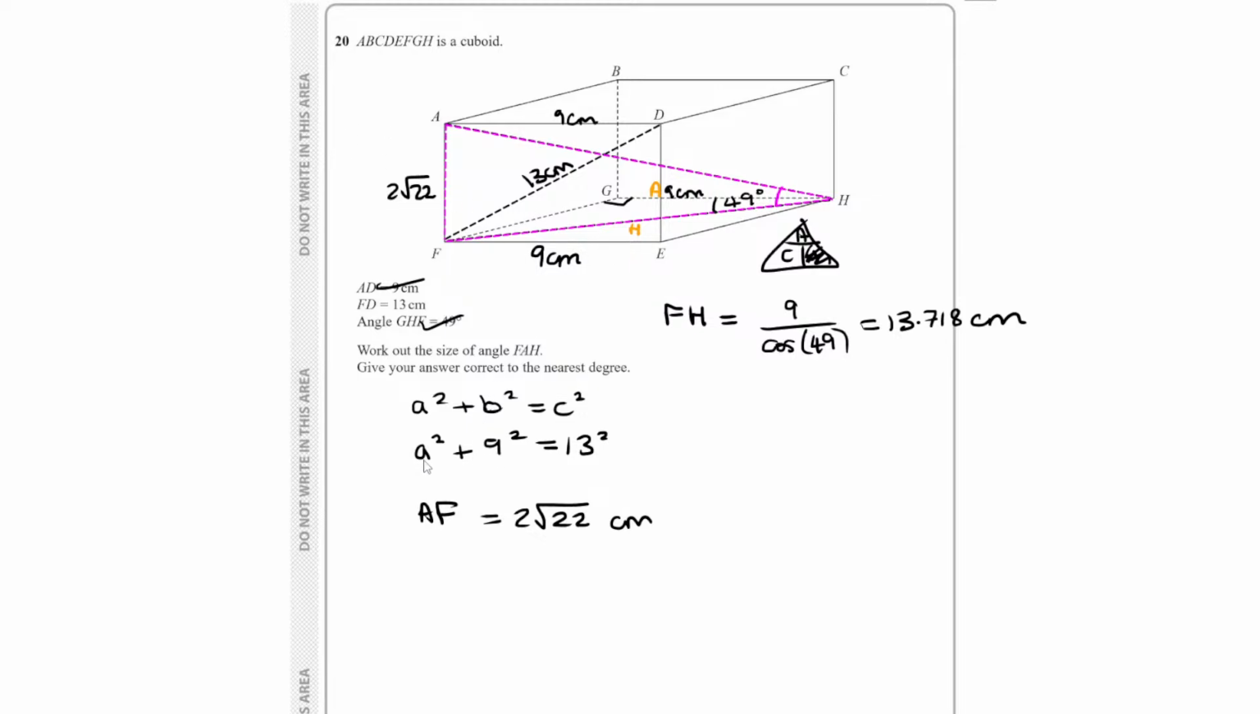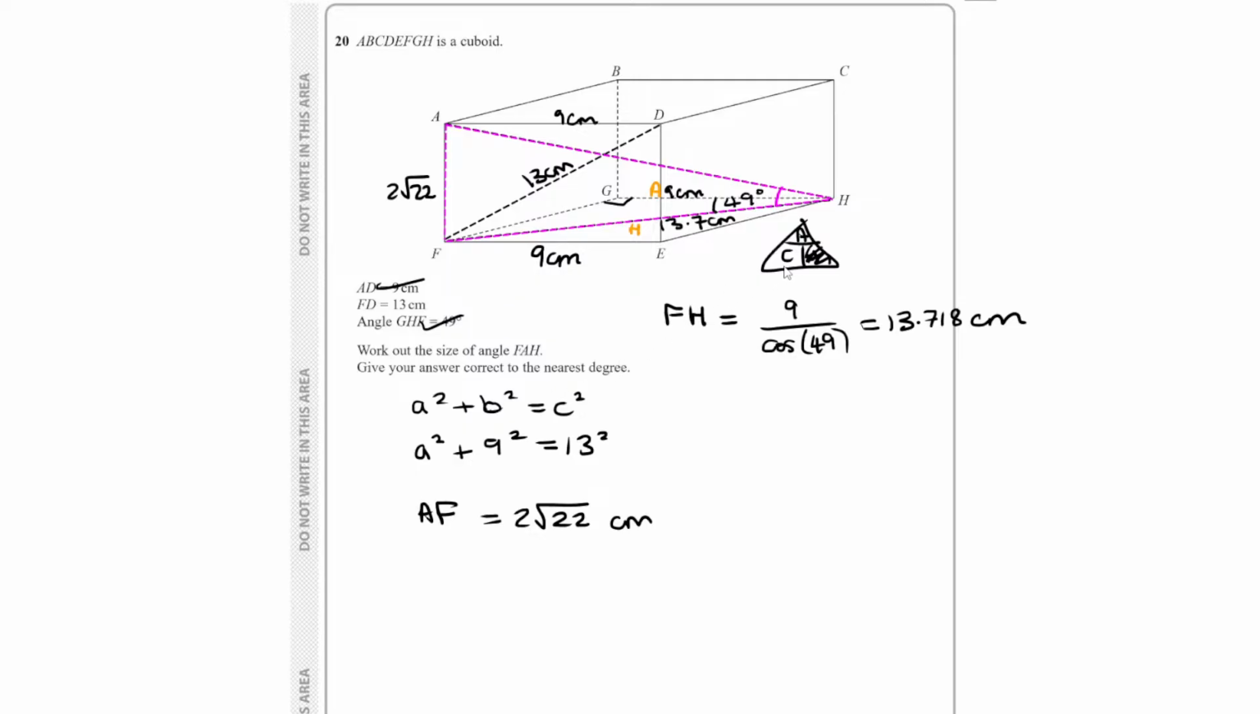Okay, so finally, 2 root 22. Now let's look back at the pink triangle. I want to find the angle. I've got two sides. I've got the 2 root 22 and I've got this down here, which was, what was that, 13.7-ish? I know it's really messy to look at. It's really hard. You could always, obviously if you annotate it, do it in pencil, and then you can start rubbing out things that aren't necessarily relevant.